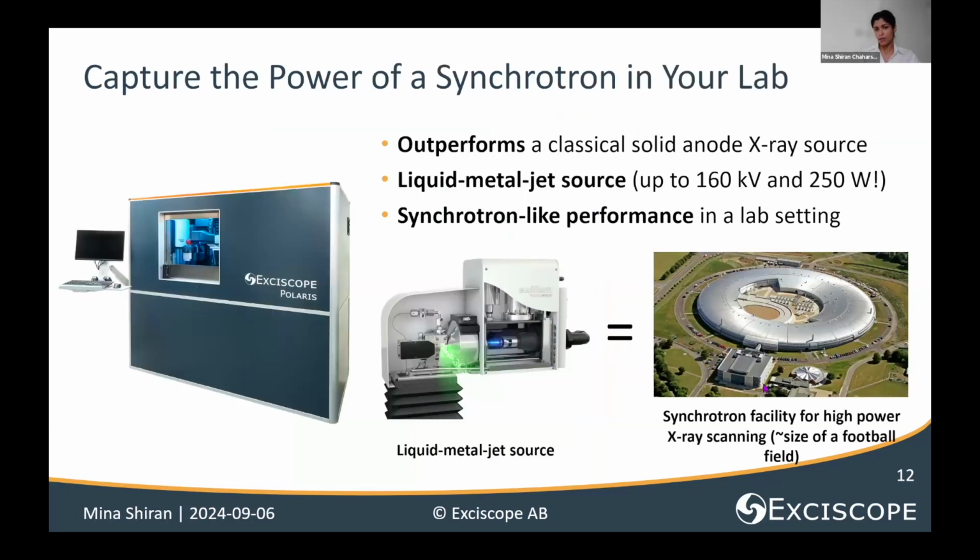This X-ray source outperforms a classical solid anode X-ray source, and it's quite powerful. It can provide 160 kilovolt and 250 watt power, and it can provide functionality and performance similar to a synchrotron. So with the Exciscope Polarized, you can have synchrotron-like performance in your laboratory at your service.